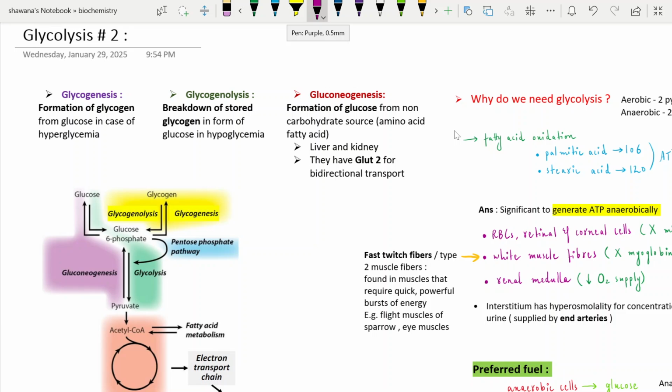The second term is glycogenolysis. Lysis means that we are breaking down the stored glycogen that has been formed from glucose, and we need glucose to prevent hypoglycemia.